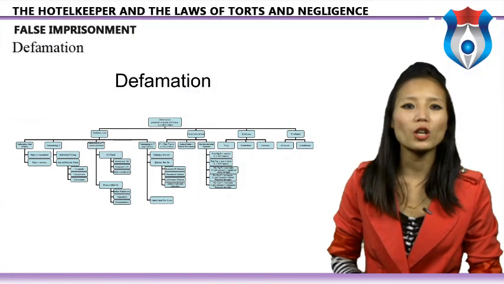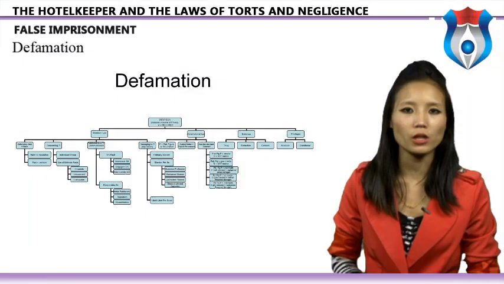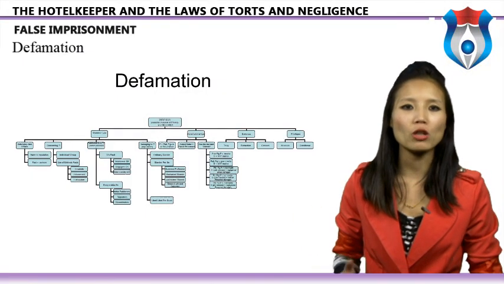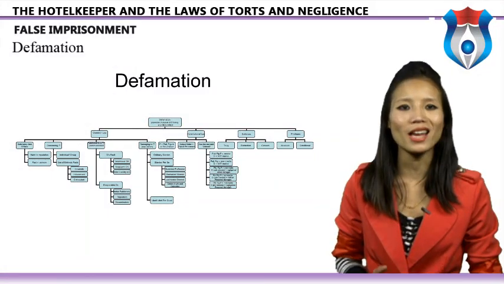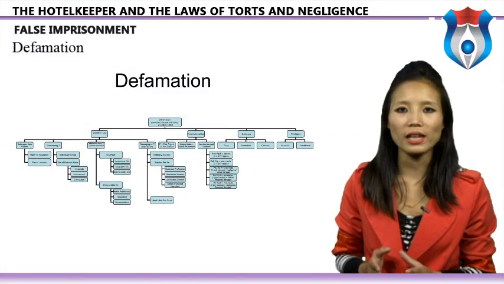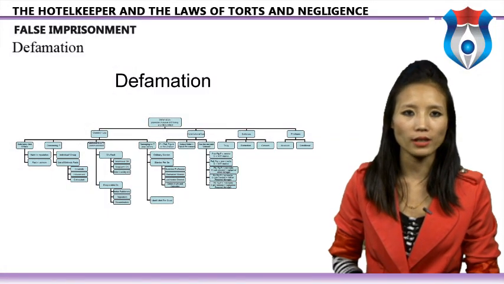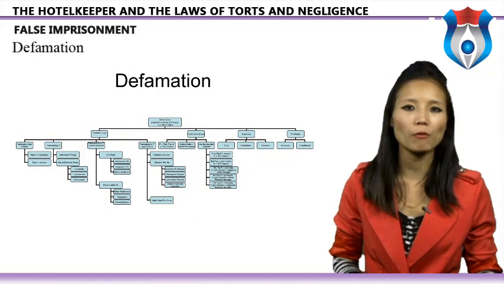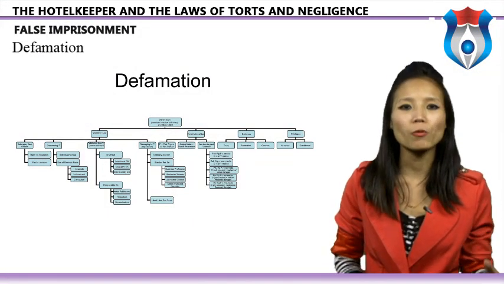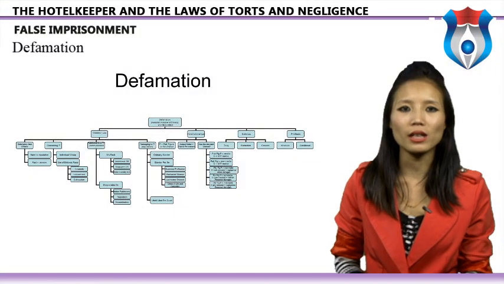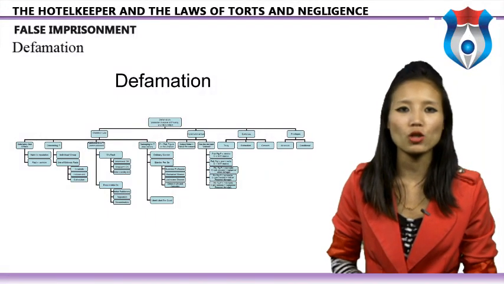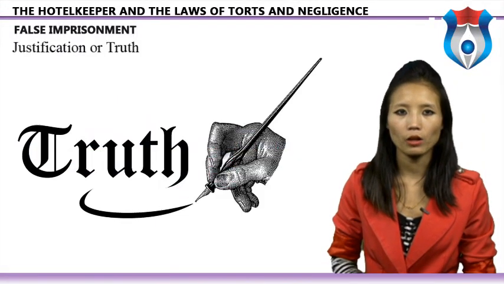Defamation. The term defamation means injury to the reputation or character of a person. According to Winfield, defamation is a publication of a statement which tends to lower a person in the estimation of right-thinking members of society generally, or which tends to make them shun or avoid the person. A defamatory statement is one which is false and lowers a person's esteem in the community or subjects a person to hatred, contempt, or ridicule. Defamation involves speech that damages the reputation of the victim.